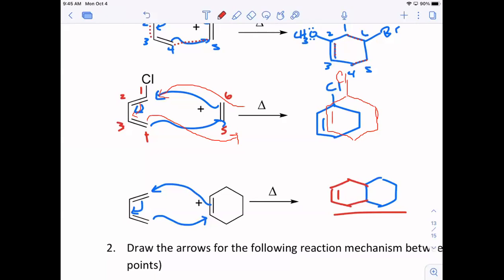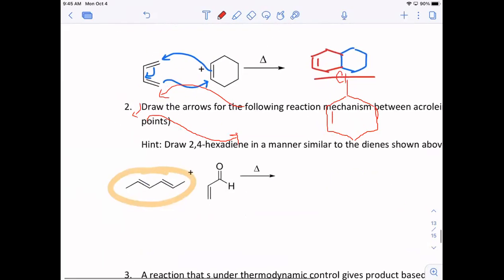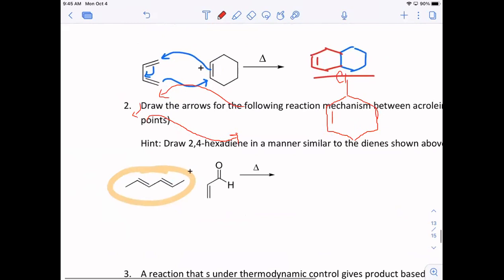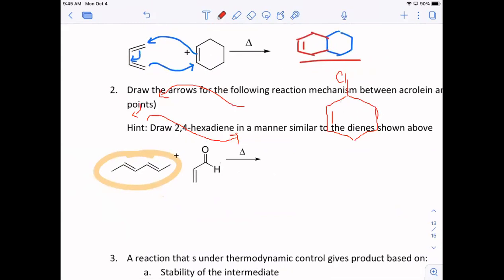All right. So the ring that's in blue, it didn't change. Just because it contained the dienophile, it didn't change anything. All right. So let's go to the next example. And I want to show you something about this.